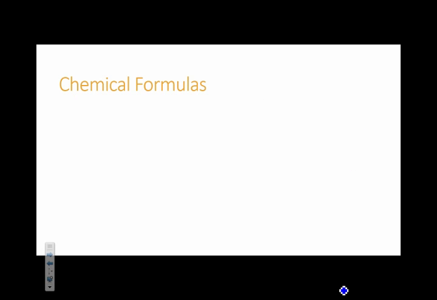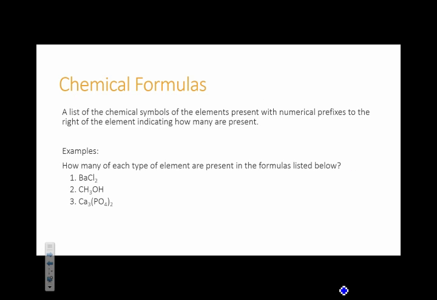That brings us to chemical formulas. Chemical formulas are essentially a list of all the element symbols present in the formula, and then there are numerical subscripts, to the right of the element, indicating how many are present.